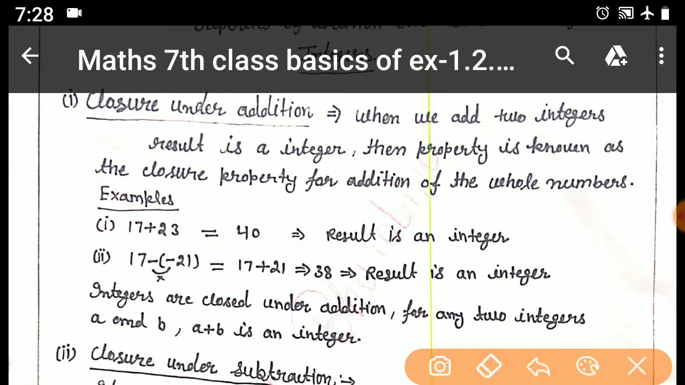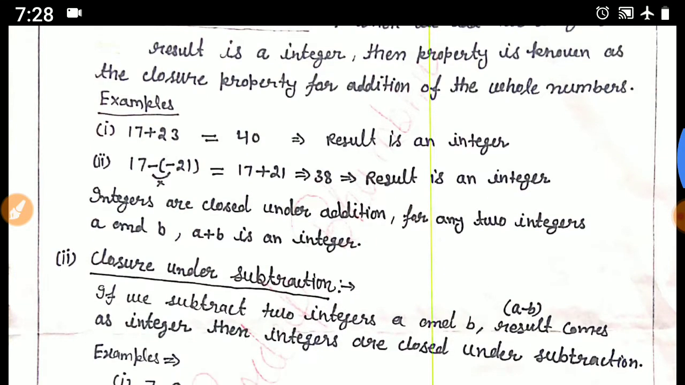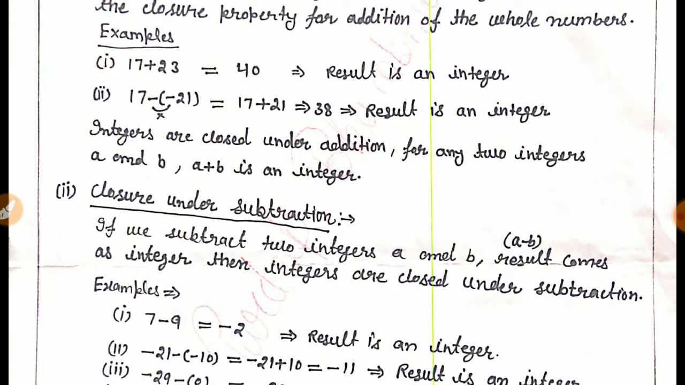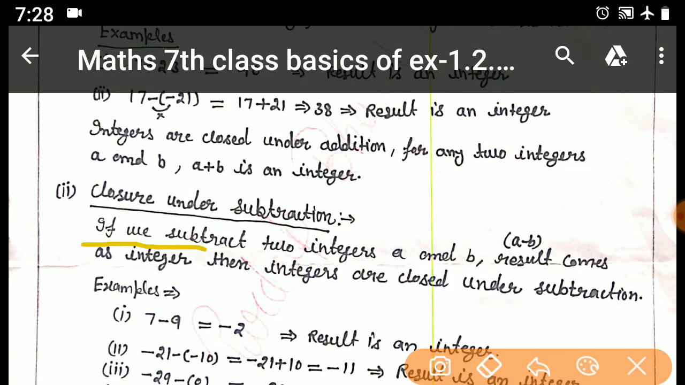We can say that if two integers a and b are there, and the result of a plus b is an integer, then they are closed. The second property is closure under subtraction. Here, students, if we subtract two integers a and b, and the result a minus b comes as an integer, then integers are closed under subtraction.